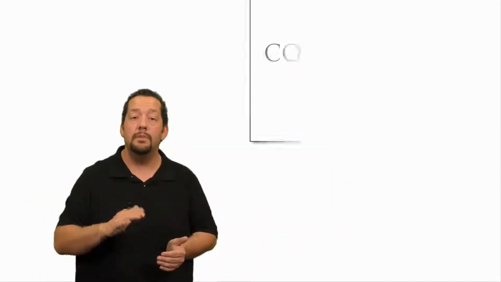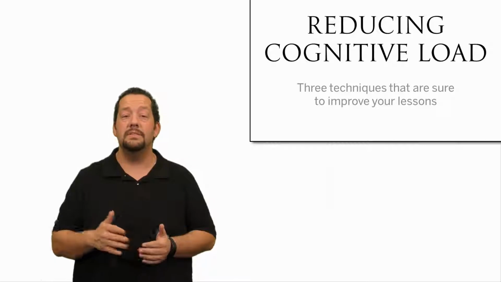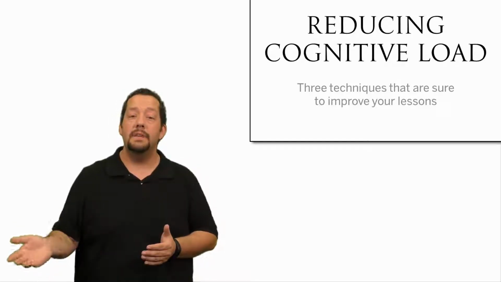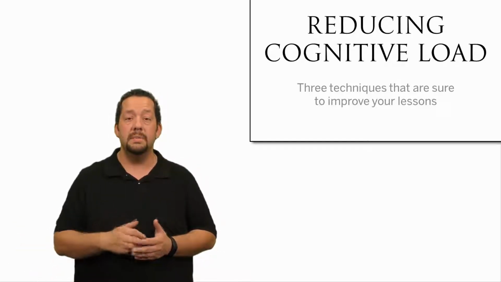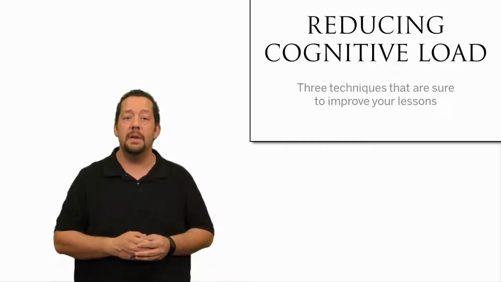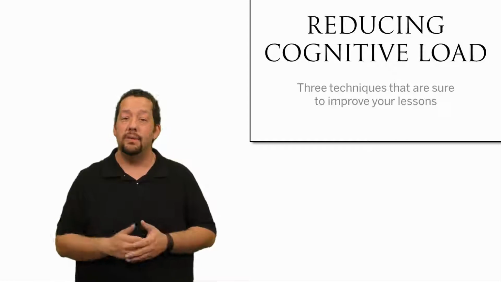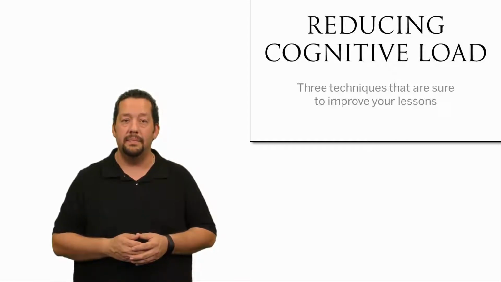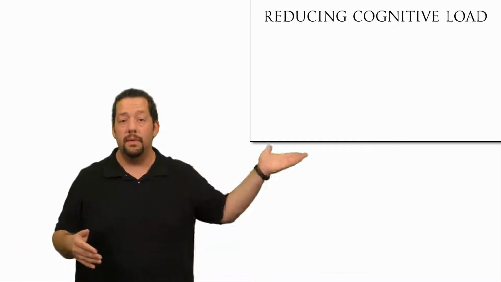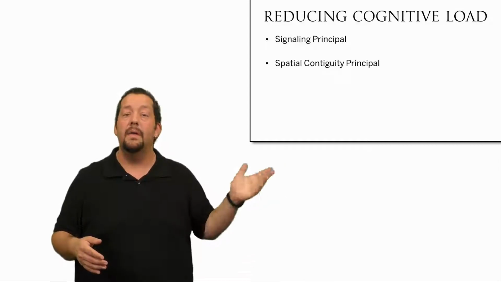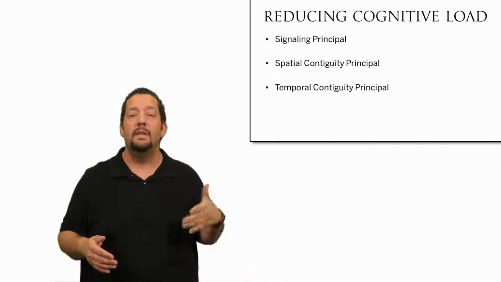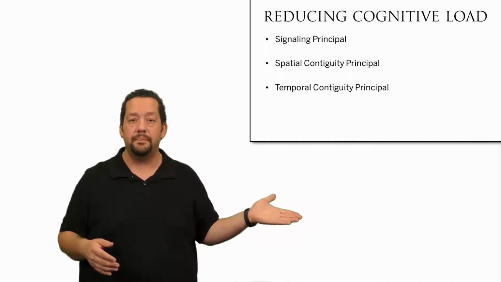Now let's take a look at three techniques utilizing some of this information to help ensure that you improve your lessons for your learners. Over the next few slides, I will show you 3 principles discussed in the Cambridge Handbook of Multimedia Learning to reduce extraneous cognitive load and, in turn, increase or deepen your learners' understanding. I'm going to review the following with you: the signaling principle, the spatial contiguity principle, the temporal contiguity principle.